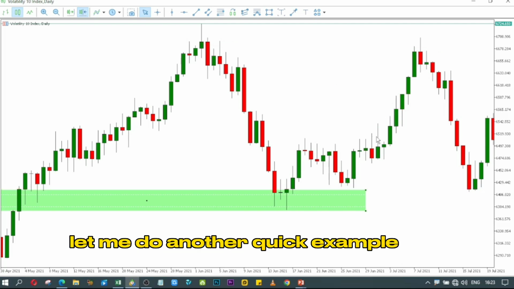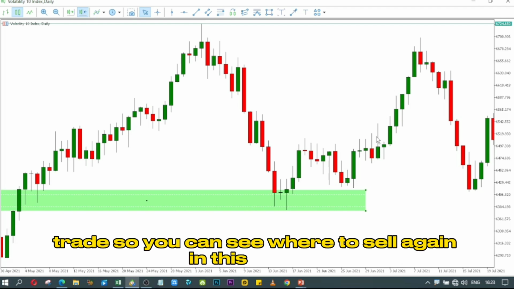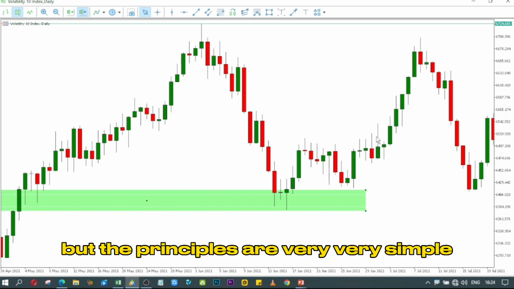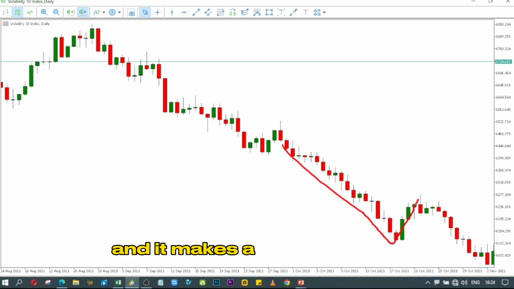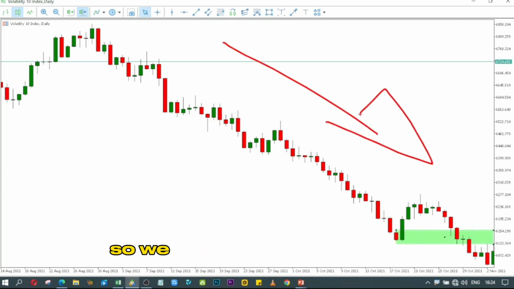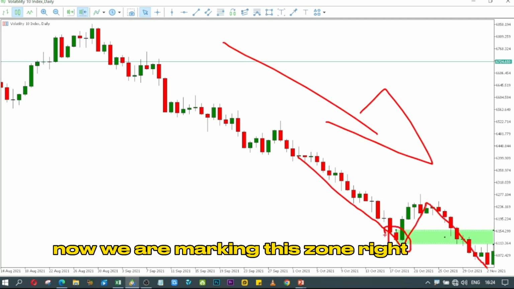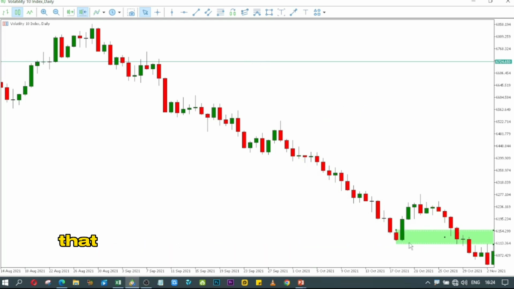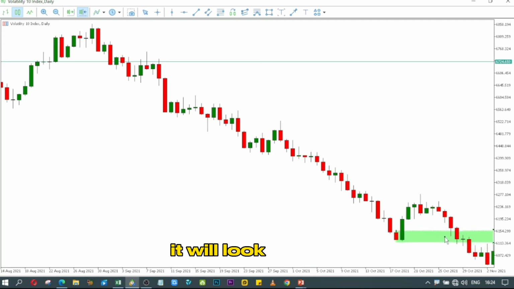Let me do another quick example of a downtrend trade, so you can see where to sell again in this market. But the principles are very, very simple. So here's an example right here. The market is moving to the downside and it makes a pullback, right? Once it does, we mark this zone, and we are already in a downtrend, so we are looking to sell, right? So we see the move down, a pullback, the move breaking past this pullback. Now we are marking this zone right here. So you mark a rectangle that matches the size of the last candle before the reversal, right? So in this case, it would look like this.